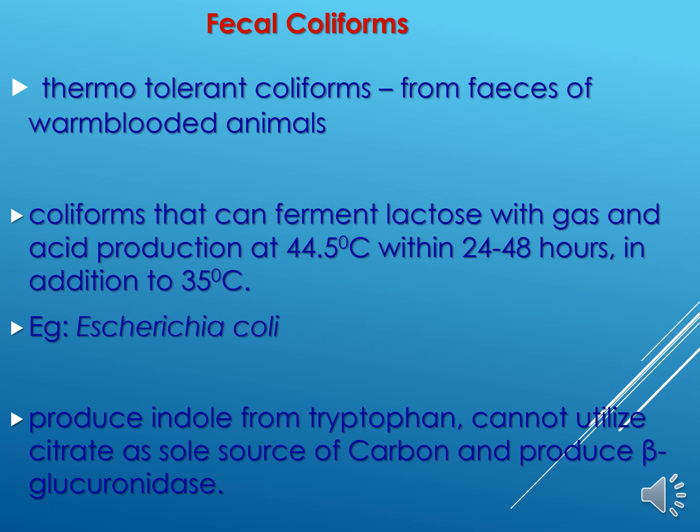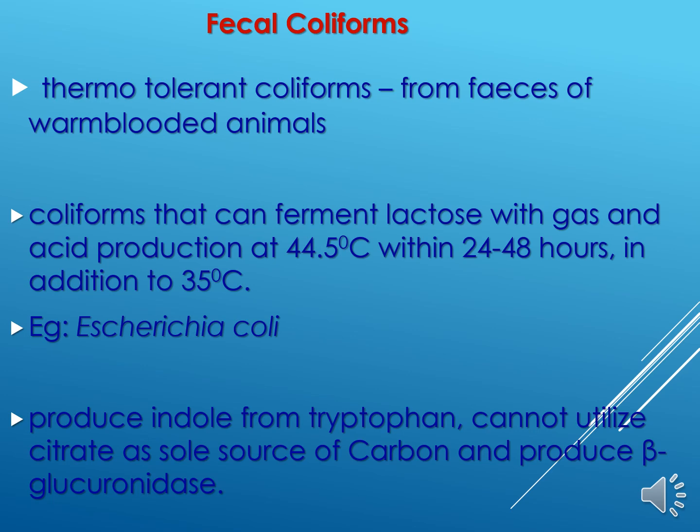Fecal coliforms can ferment lactose with gas and acid production at 44.5 degrees Celsius within 24 to 48 hours in addition to 35 degrees Celsius. All coliforms ferment at 35 degrees Celsius. Fecal coliforms ferment lactose at 44.5 degrees Celsius also. Common example of fecal coliform is E. coli. E. coli is a coliform and is a fecal coliform. Enterobacter is a coliform but is not a fecal coliform.